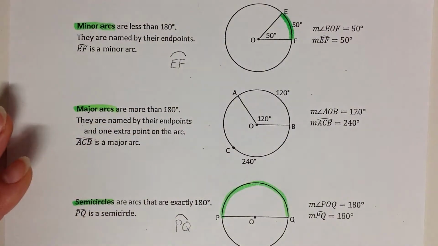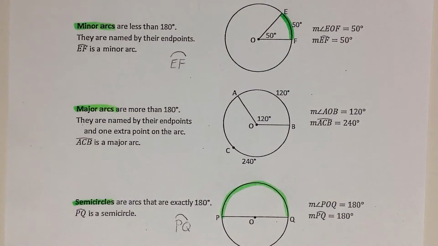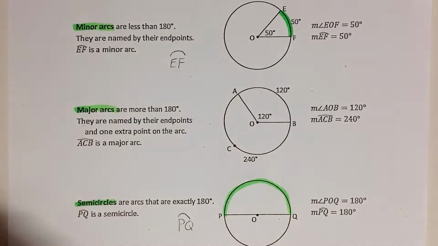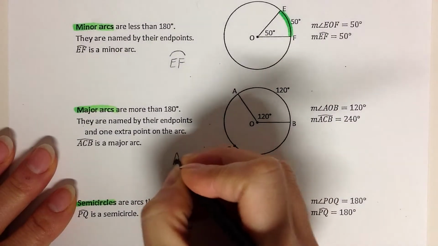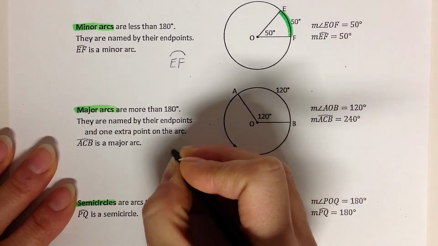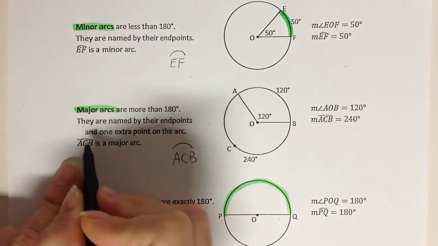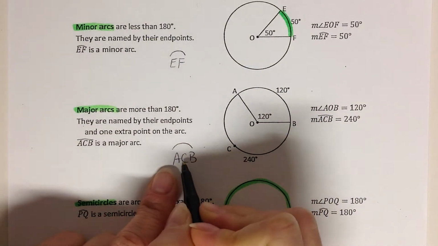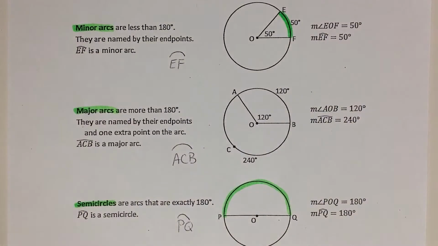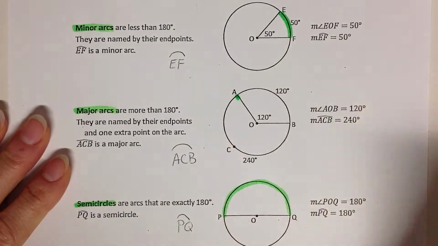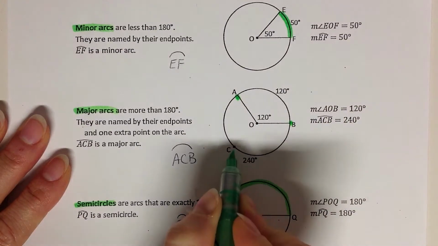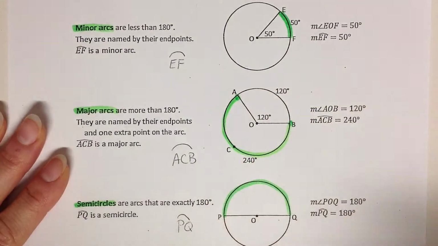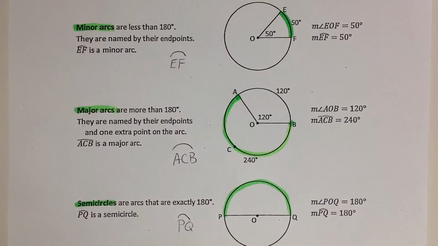Now, when you name a major arc, you have to use 3 letters. Because remember, 2 letters is the shortest distance. So this arc A, C, B, symbol arc, okay? That's just a little weird. It's almost pointed, but anyway, you start at A and you end at B and you're going to go through C. So start at A, end at B, and you need to travel through C, which means you're going to go this way. And so that's the major arc.